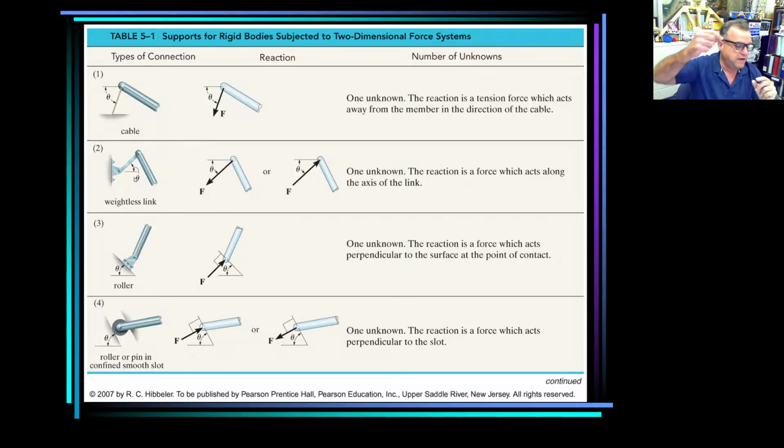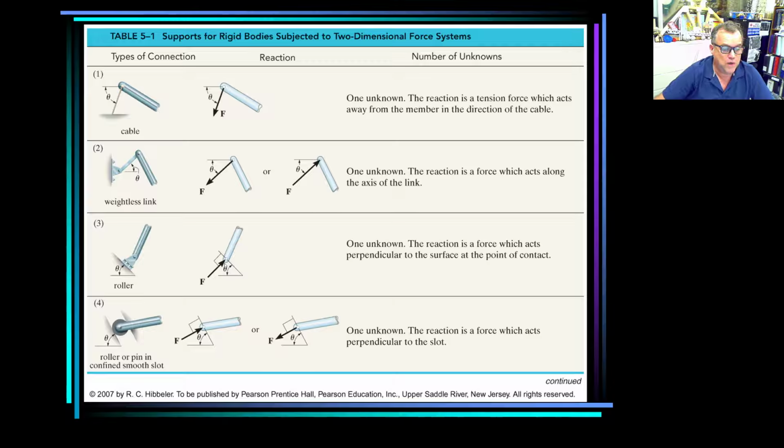Why? Because you have a connection at this end and a connection at the other end, and this is really rigid, but the weight is insignificant, and there are no external forces here. So basically it's like having a pin at this end and a pin at this end. The only possibility for this to be in equilibrium is if you have a force in the direction of that link, in either direction. Remember, in this case we know the direction because it's in the direction of the weightless link.